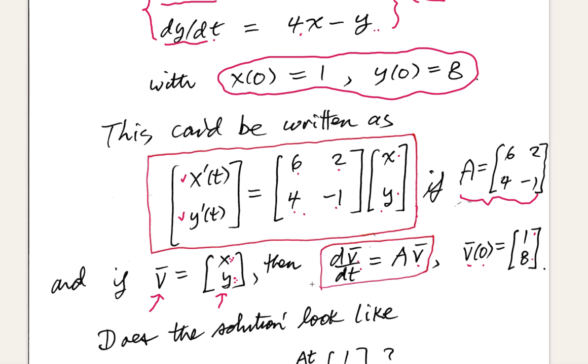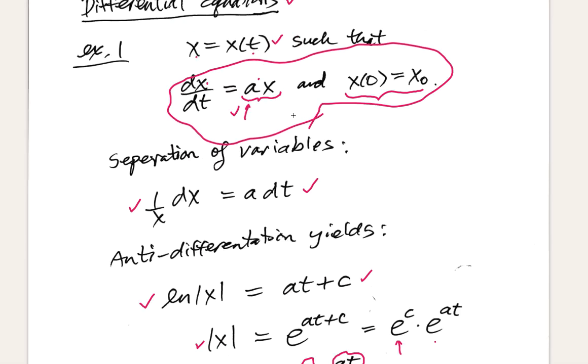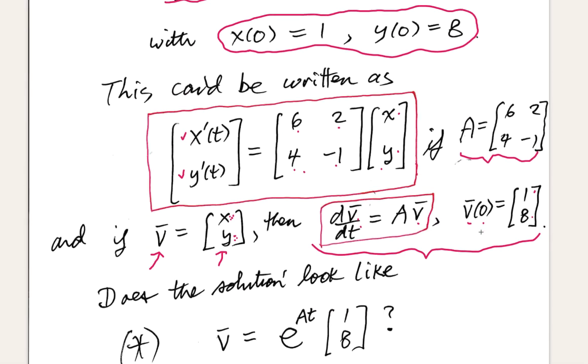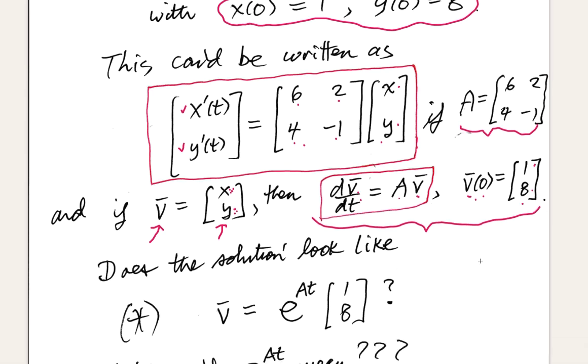So you can see this looks very much like my original problem up here that we did previously, example 1. It looks a lot like that now, but instead of a single function, I've got a pair of functions, but it's written as a single vector. So I've got dV bar over dt equals a constant matrix this time, instead of just a scalar, times V bar, and then V bar at 0 is given by 1, 8 there.